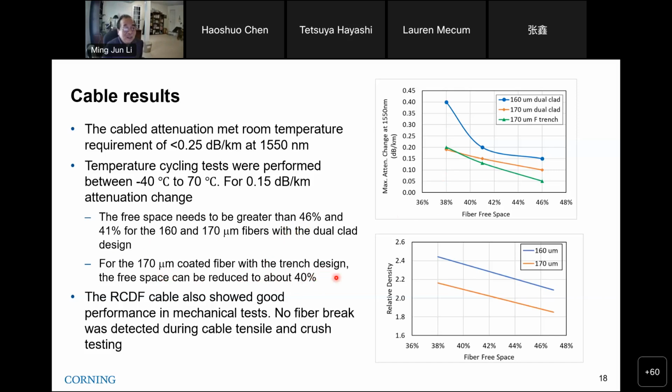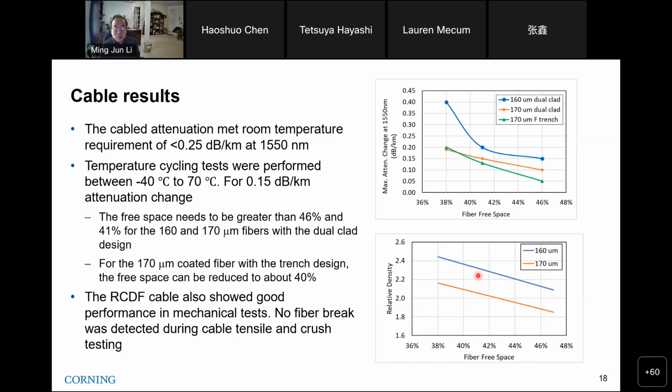So you may think that increasing the free space reduces the cable density, but if you look at the graph on the lower right, that shows the relative density versus the free space. For a given coating diameter, the free space changes the relative density only slightly, but the coating diameter itself has a much bigger impact.